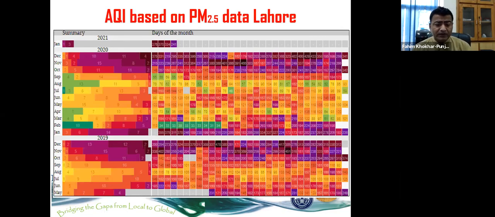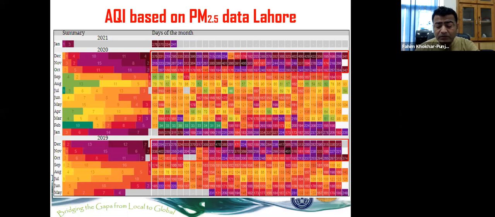So this is PM2.5, this is AQI. And just for a layman, just look at how much dark purple and red or orange color there is, which is unhealthy for sensitive groups and massive. And this is for 2019, particularly if you see September starting from October, November and December, and January 2020. So you see there are huge hazardous levels of air quality that have been observed in the city of Lahore. So if you don't see it, it doesn't mean that it's safe.